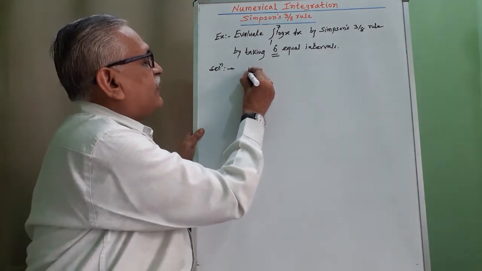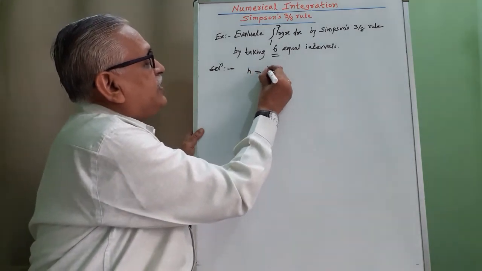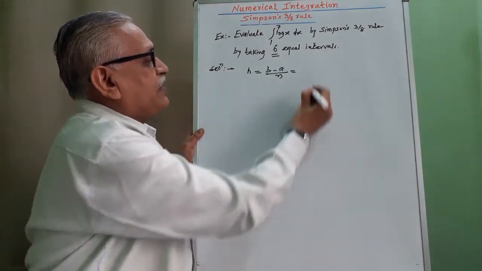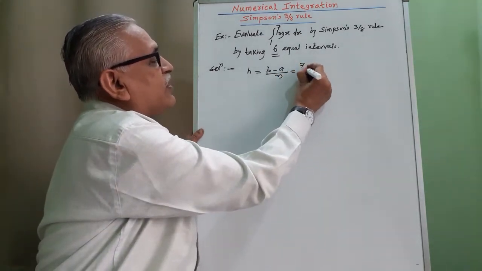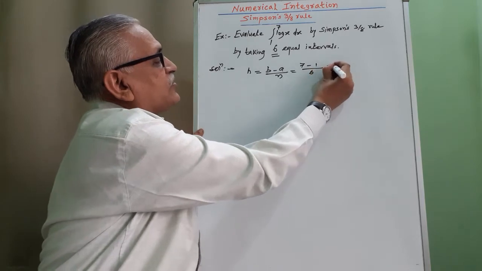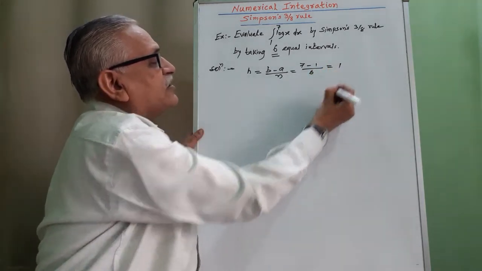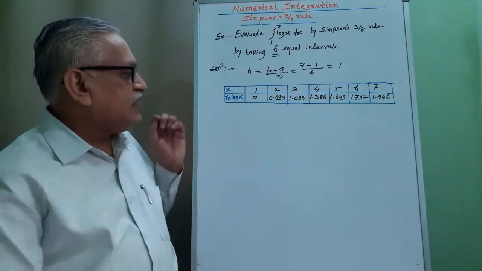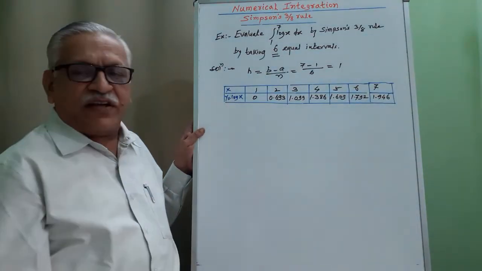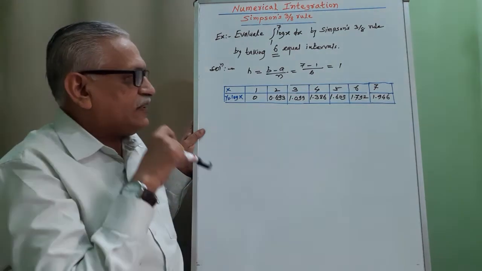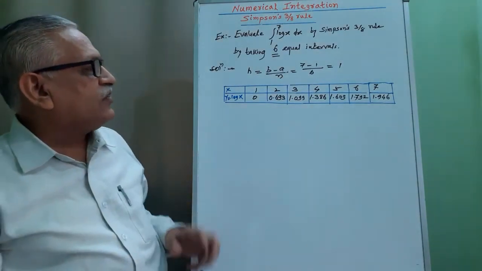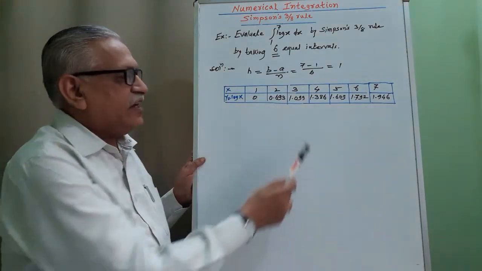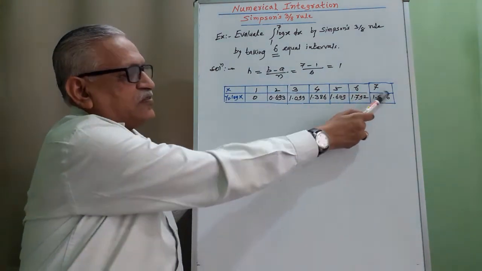First step, we have to find the value of h as b minus a divided by the number of strips. The upper limit b is 7, the lower limit is 1, divided by the number of strips 6. Therefore we get 6 by 6, the value as 1. With the help of this h, we make a table. Here the values of x have a difference of 1. We start with the lower limit 1, then 1 plus 1 we get 2, then 3, 4, 5, 6, 7.